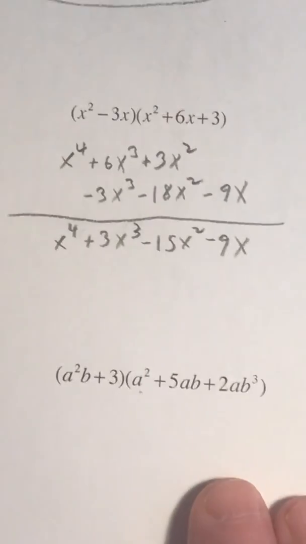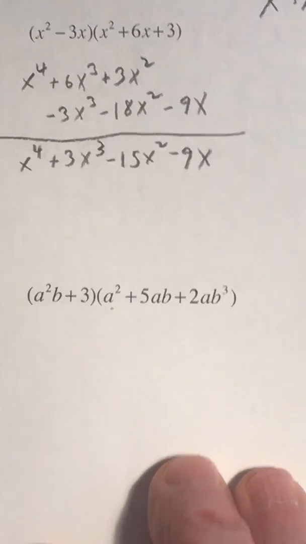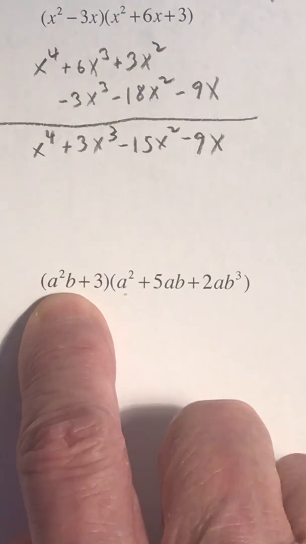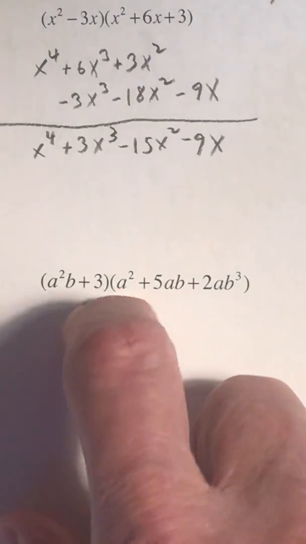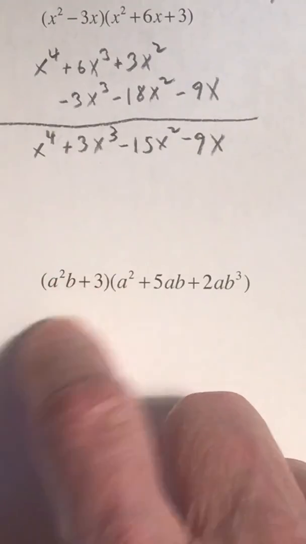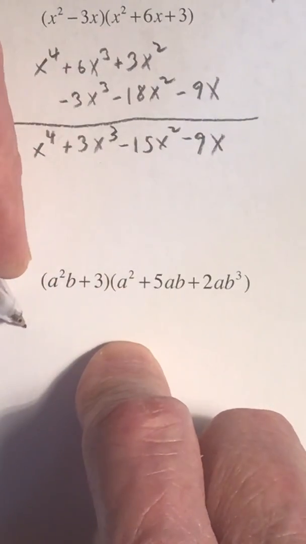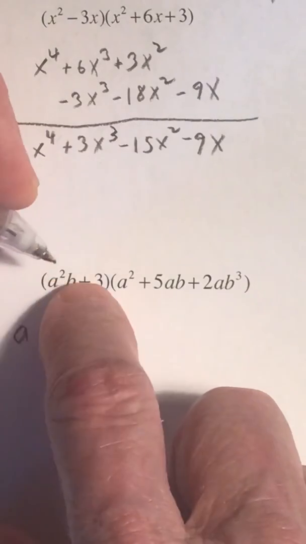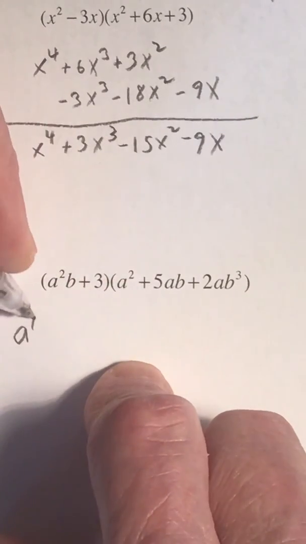Okay. Last annoying little exercise. A squared b times a squared. Well, that's a times b times a times a. The a is going to change. Add those exponents. You get a to the 4th b.